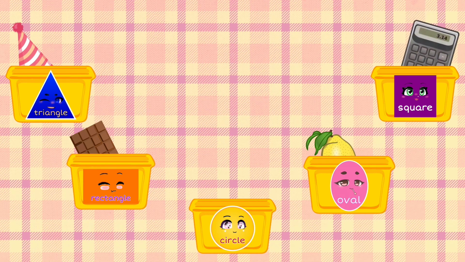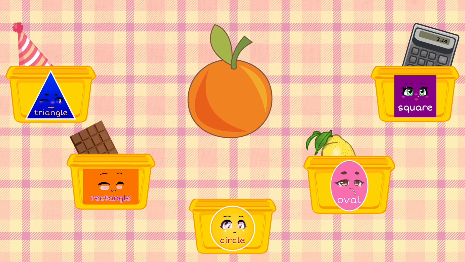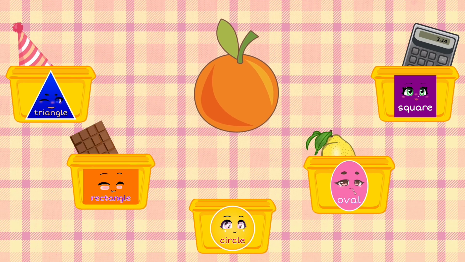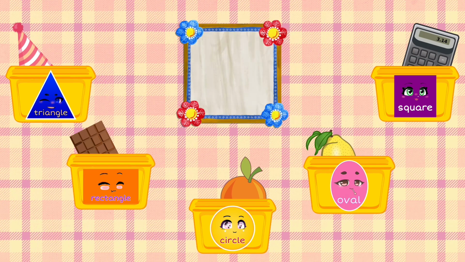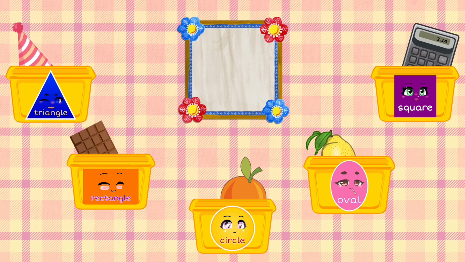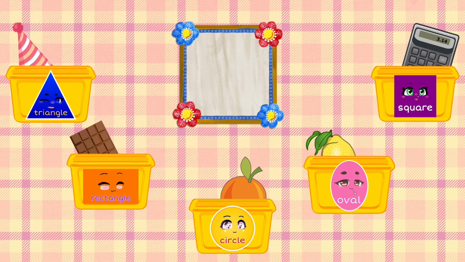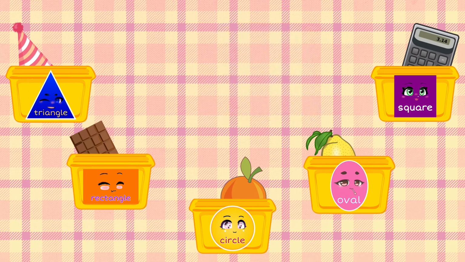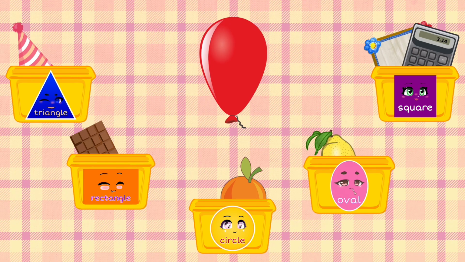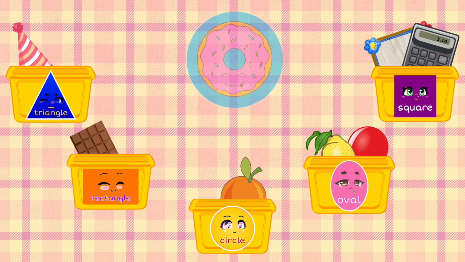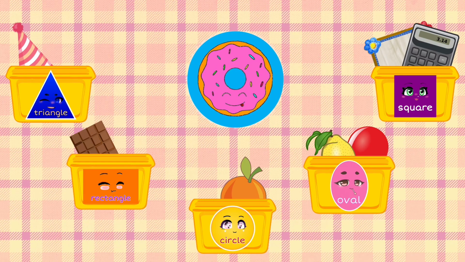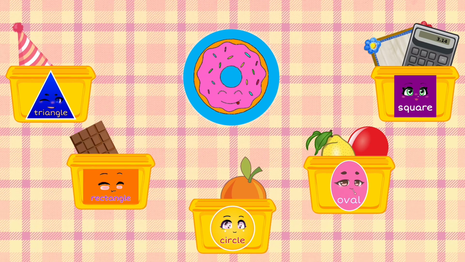Square. What shape is the orange? Circle. What shape is the picture frame? Square. What shape is the balloon? Oval. What shape is the donut? Circle.